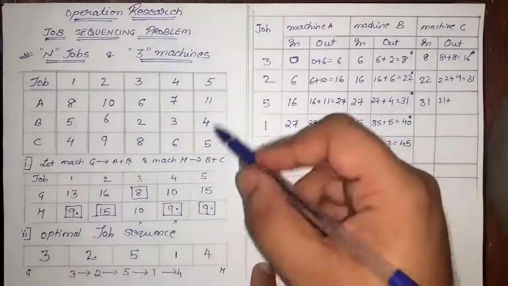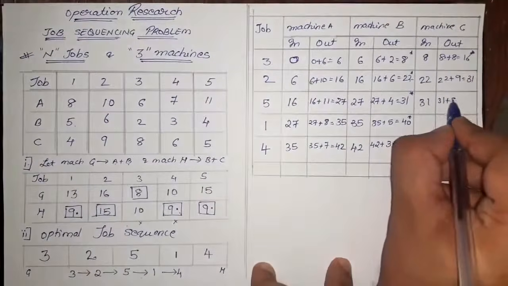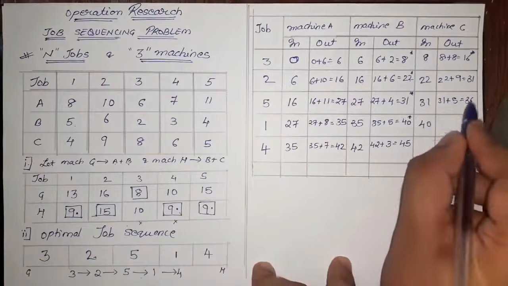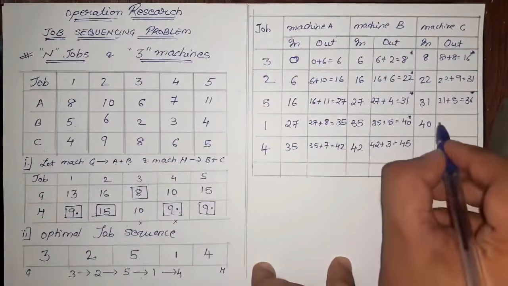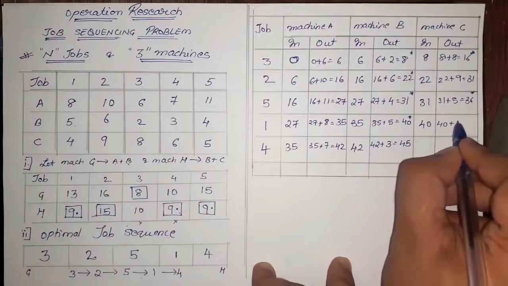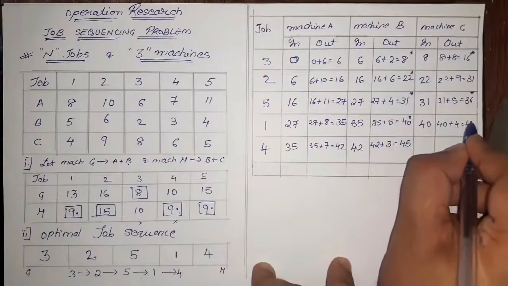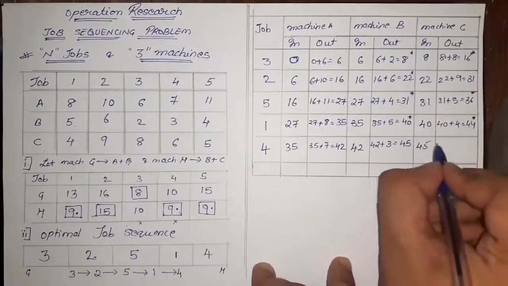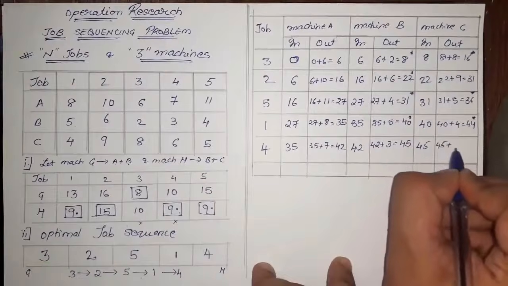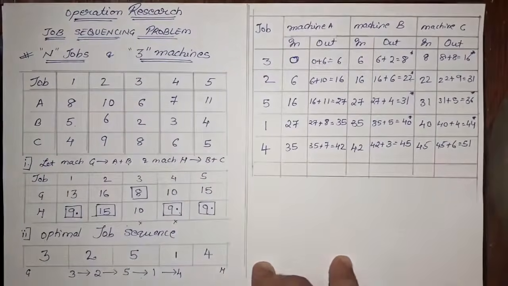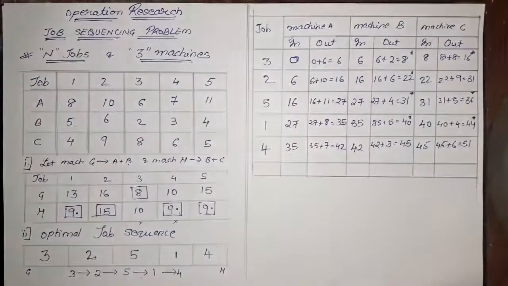31 plus fifth job has 5, so that becomes 36. Now 36 less than 40, we note down here, so there is some idle time here. So next is 40 plus job number 1 is 4, which is 44. Again less than 45 we noted here, so here there is some idle time. Last 45 plus job number 4 is 6, which is 51. Okay, with this we have completed the calculation.